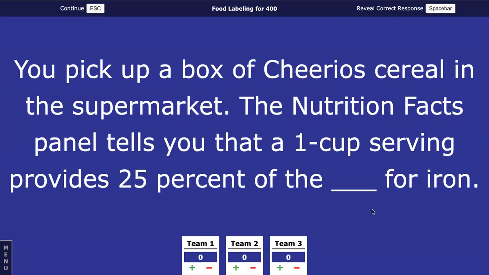Okay, you pick up a box of Cheerios in the supermarket. The nutrition facts panel tells you that a 1 cup serving provides 25% of the blank for iron. What is the blank? Daily value? Yep, DV, daily value.